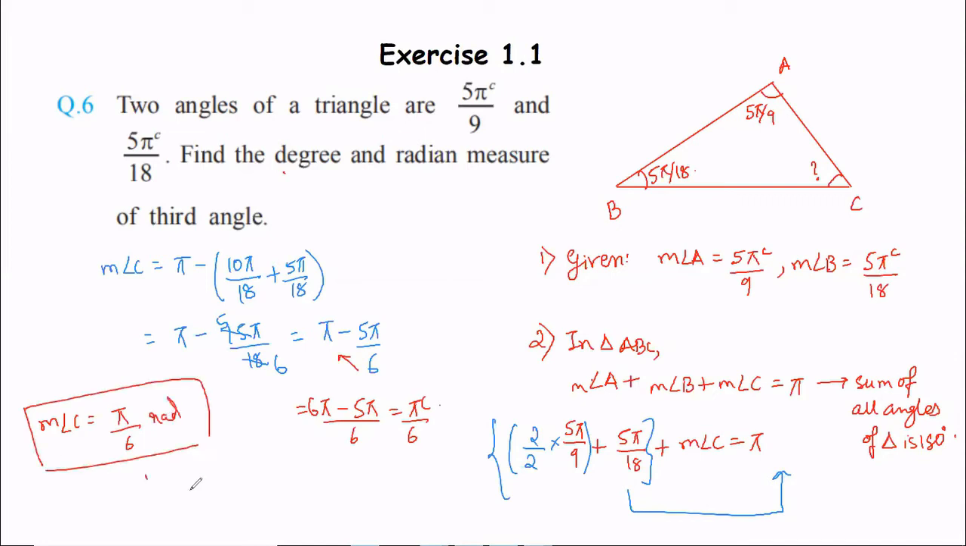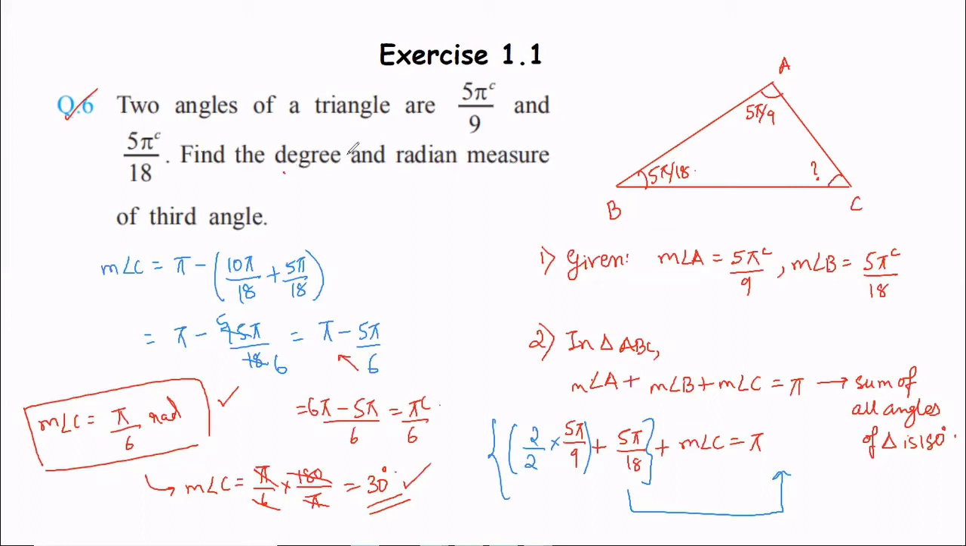How will we convert this to degrees? Measure angle C is equal to pi by 6 into 180 by pi. We are converting to degrees. That's why pi and pi cancel. 6 and 180 cancel. You will have 30 degrees as your answer. So the answer for angle C is 30 degrees, or pi by 6 radian. So question 6 is also done.